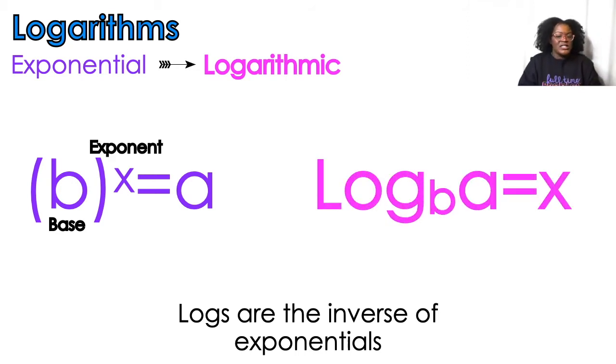This is what a log looks like. You actually write the word log, and I know you're like, why are there even more letters in math? It's just a way for us to denote something, to label something. Like an exponent, I make it a tiny number and I move it up. Well, when it's a log, I actually write out the word log. So how do you change from one to the other?